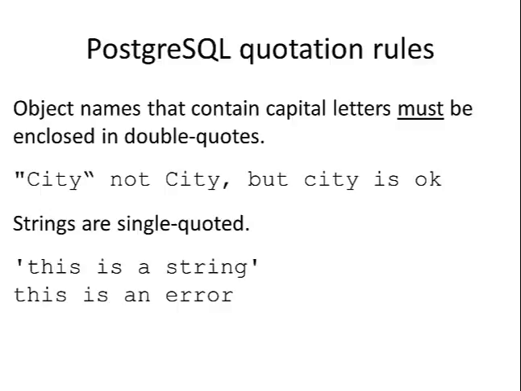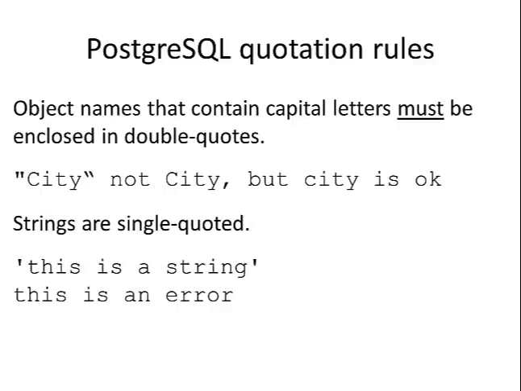First of all, a few rules. Object names, which some of you have discovered already. Object names that contain capital letters must be enclosed in double quotes. So if you type city as a table name, it is not going to be recognized. It's going to throw you an error. If you put capitals in, you have to double quote it. If it's all lowercase, it's great, you don't need to double quote it.